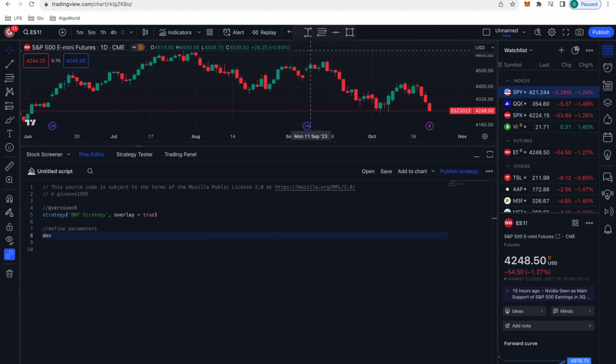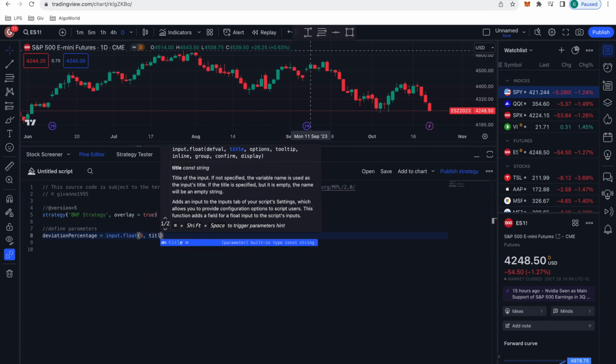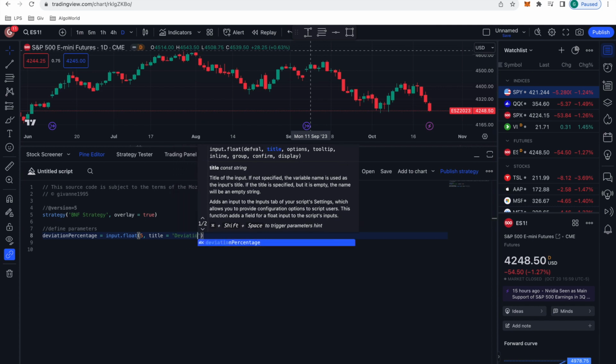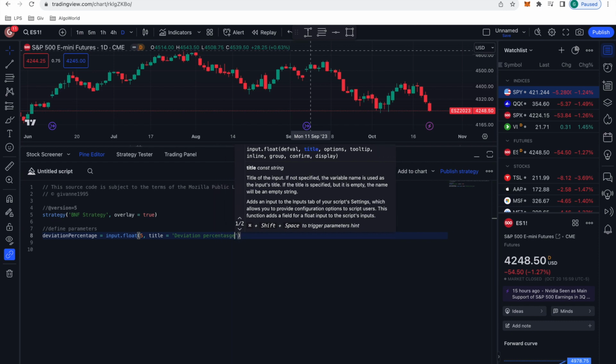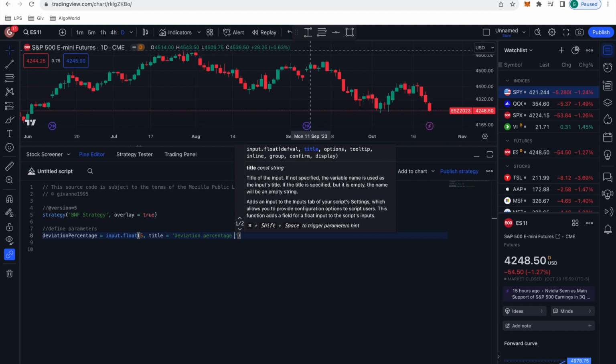All right. So we're going to put deviation percentage. I spelled percentage wrong. Equals, and this is where we're going to put the value. It's going to be a float value, because I'm going to try to do around 5 or so percent. Let's do that. So 5, and we're going to title this deviation percentage. I literally have a problem with my spelling.